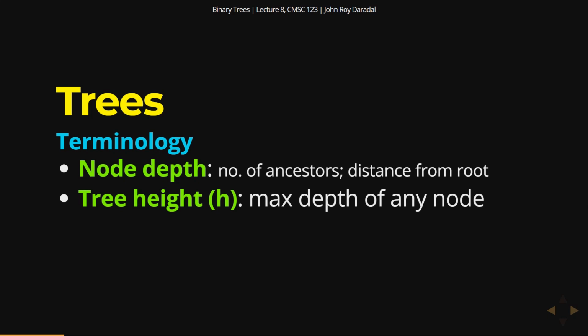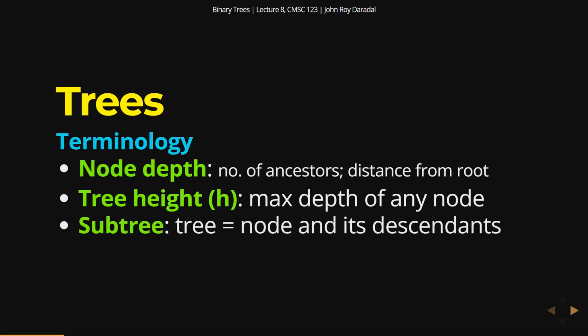Next is the height of the tree, usually referred to as the variable h. This is the maximum depth of any node. So for all of your nodes, which node has the maximum depth, and then that depth would be used as your height of the tree. If the maximum is, let's say, 5, then the whole tree's height is 5 also.